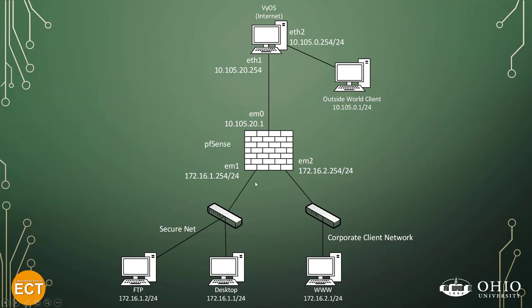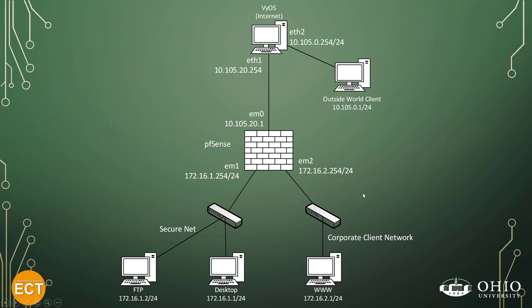We'll eventually set up some rules to block FTP from the corporate network and from the outside world, because FTP is insecure. We don't want to show that. The corporate network over here is kind of the halfway point, right? We're going to have our World Wide Web server on it. That's what www means. So we want the outside world to be able to get to that, but not be able to get to SecureNet.